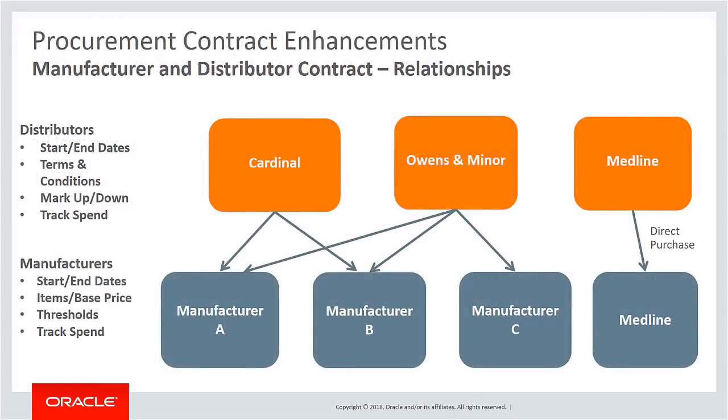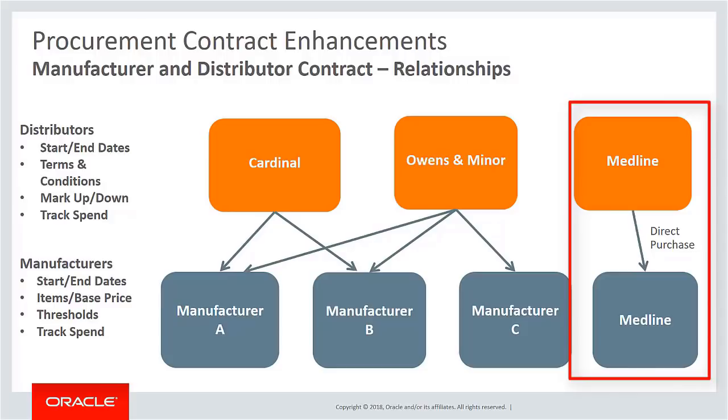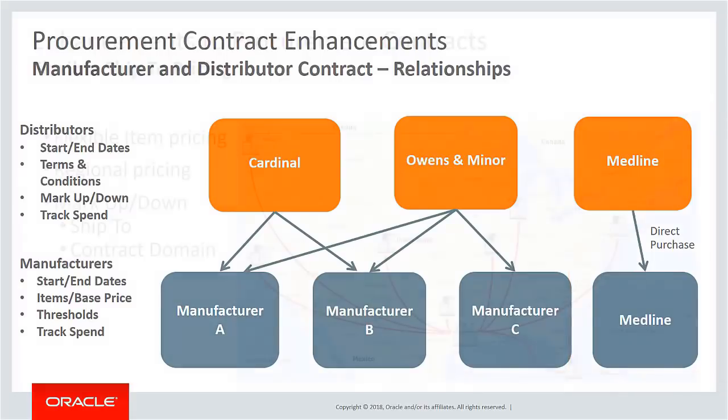This diagram shows the many relationships between manufacturer and distributor contracts. For example, a manufacturer contract can be associated with one or more distributor contracts, and a distributor contract can be associated with one or more manufacturer contracts. When a manufacturer distributes its own items, it is considered a direct purchase.